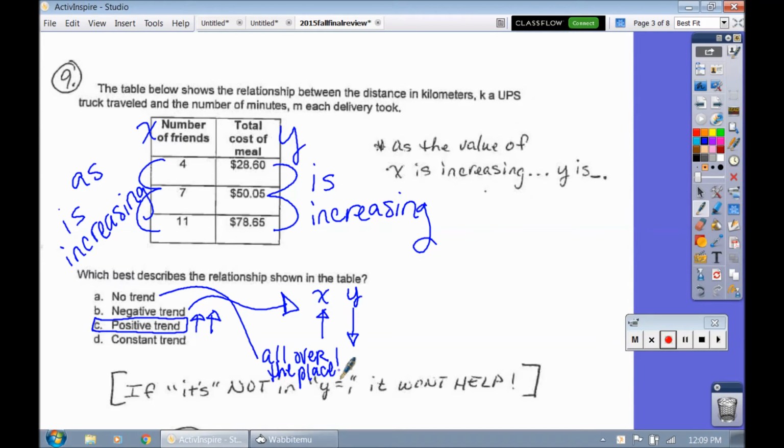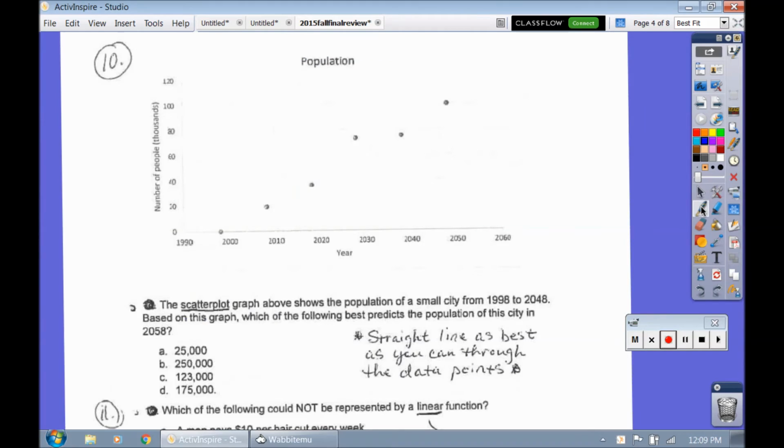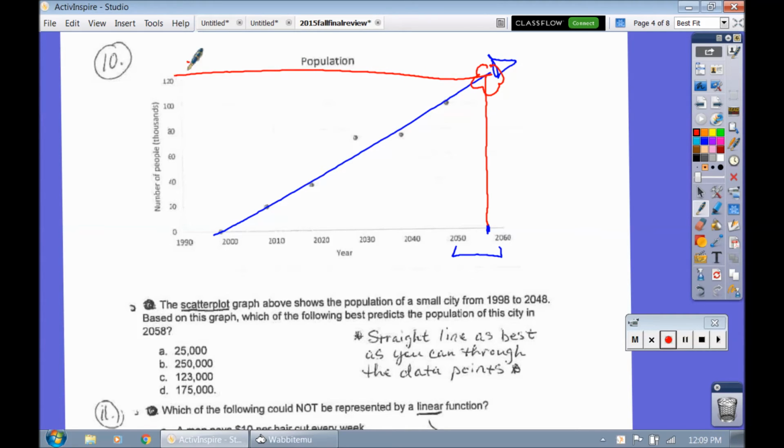It's just everywhere. The scatter plot above shows the population of a small city from 1998 to 2048. Based on this graph, which of the following best predicts the population of the city in 2058? That's somewhere between 2050 and 2060. So with a scatter plot, draw a trend line. That's a straight line through the center of the points. Do not connect those dots. And make an estimate. It's going to be 120 something. And our answer is 123,000 as our best estimate.